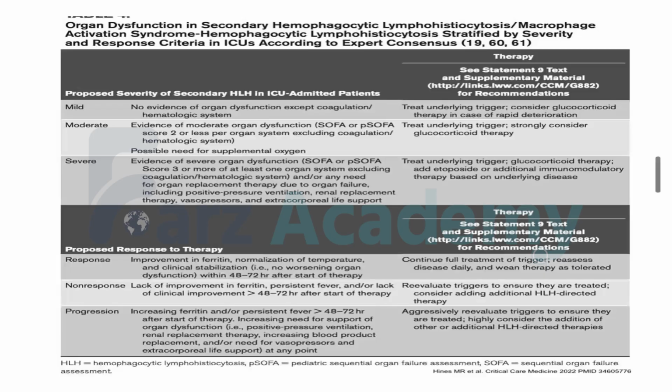Again, consider the organ dysfunction in secondary hemophagocytic lymphohistiocytosis or macrophage activation syndrome. Accordingly, you have to decide the treatment, whether just steroids or steroids with some other immunosuppressants. In mild cases, there is no organ dysfunction except coagulation and hematological problems, like maybe bicytopenia or just low fibrinogen, but no involvement of any other organ, like no ARDS, no CNS involvement, no kidney involvement. Then you have to just treat the underlying trigger.